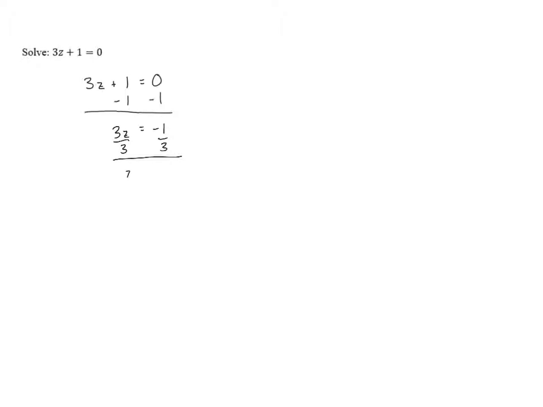On the left, this gives us z. And on the right, negative 1 divided by 3 is negative 1/3. And this is going to be our final answer. Z equals negative 1/3. I want to discourage students from plugging this into a calculator and getting a decimal.